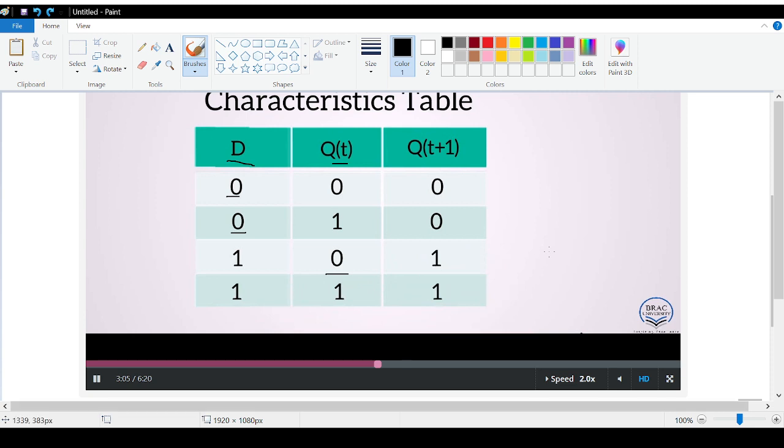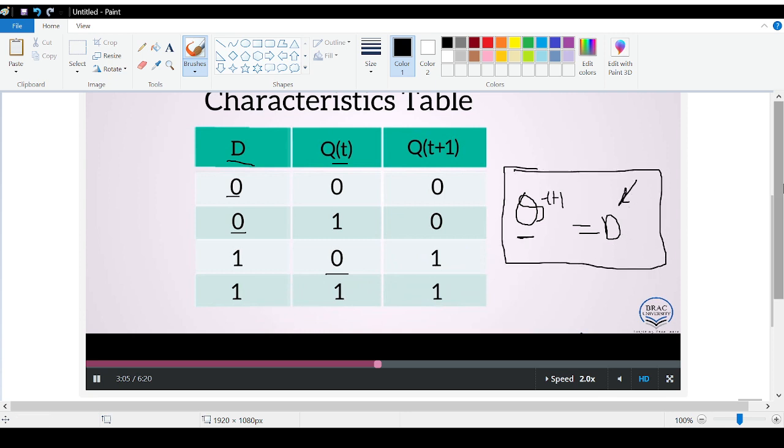For the D flip-flop, you see that my next state, Q(t+1), will always be the value of D. It does not matter what my current value is. If D is 0, then my next state will be 0. If D is 1, then my next state will be 1. So Q(t+1), my next state, only depends on the value of D. So this is the equation for D flip-flop.